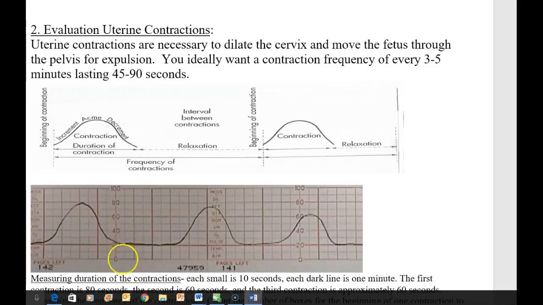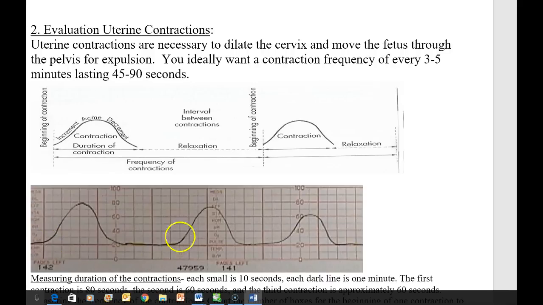And then this relaxation period, we need this relaxation period because we need normal arterial perfusion to the gap. We need oxygen to be pushed over to the gap and CO2 to be picked up. So the resting phase is just as important as the contracting phase. The contracting phase pushes the baby out and dilates our cervix, but the resting phase gives our baby some more oxygen.